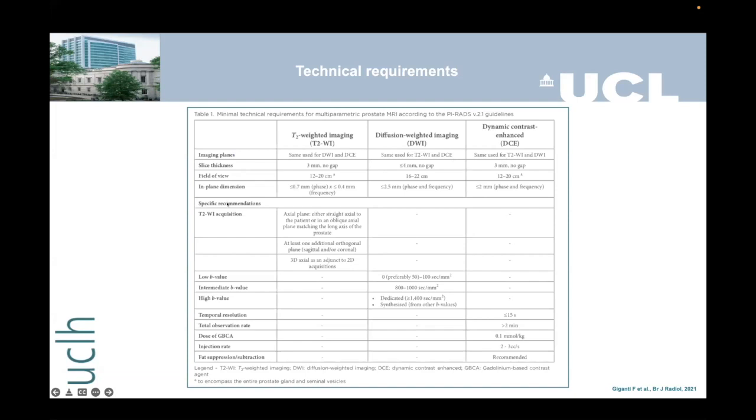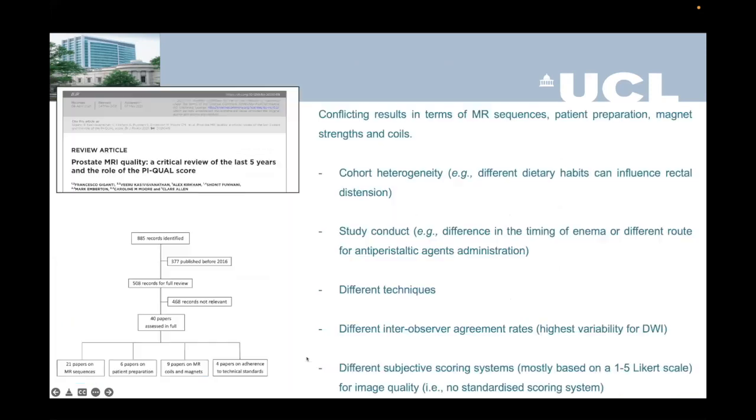But then we also have some specific recommendations according to the different sequences. So for example, for T2, it is useful to acquire another plane in addition to the axial plane. For diffusion, we have dedicated high b-value sequences that should be acquired. And for DCE, we have some recommendations, like, for example, fat suppression or subtraction.